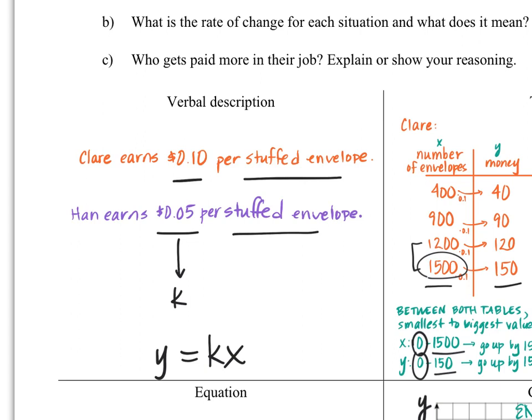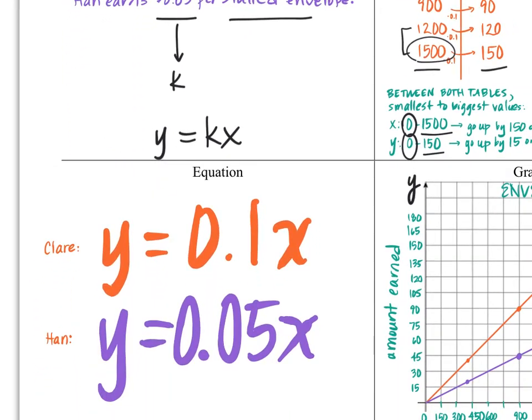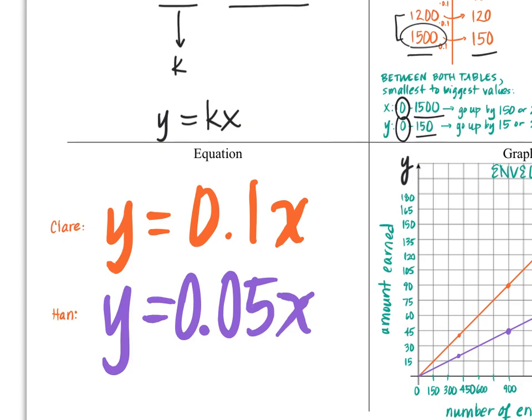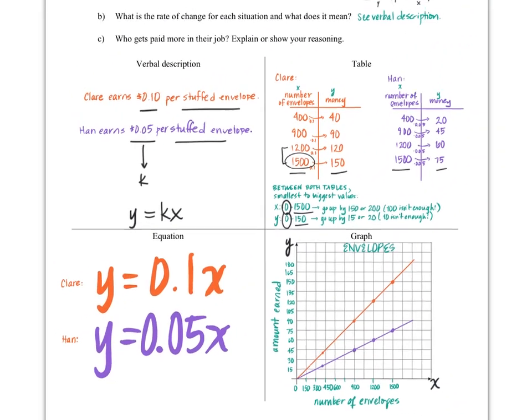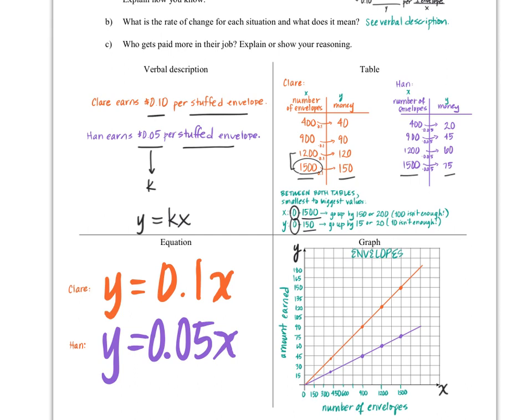And for Clare, it's going to be y equals instead of k 0.1x. And for Han, it's going to be y equals instead of k 0.05 for x. Or sorry, 0.05 for k, then times the x. And then as you're looking at all these representations, I really hope that you guys are identifying where are the k's in each of the representations.